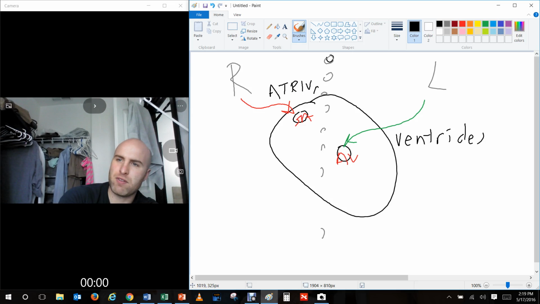You also have the vagus that's involved in this whole process. So there's parasympathetic and there's sympathetic.